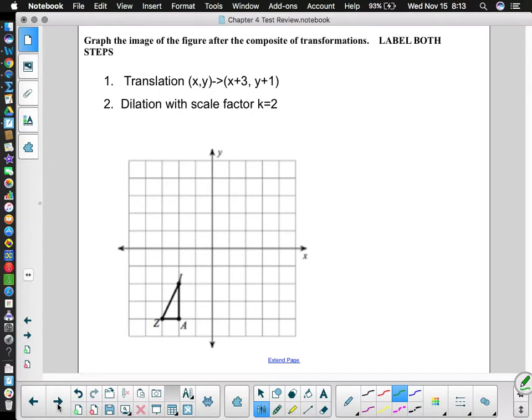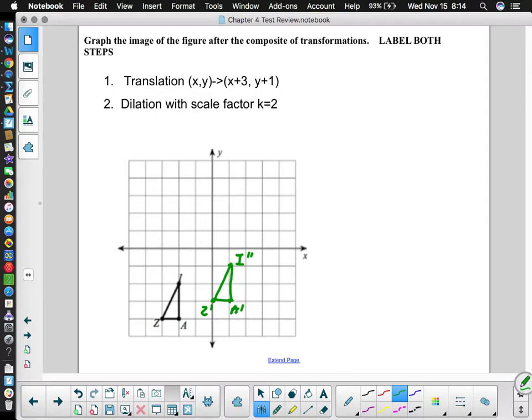Do the two images. First, translate 3, 1. So we're going to draw that. That's right 3, up 1. So 1, 2, 3, up 1. There's Z primed. A primed is going to be there, and I primed is going to be right there. So we do them in order.